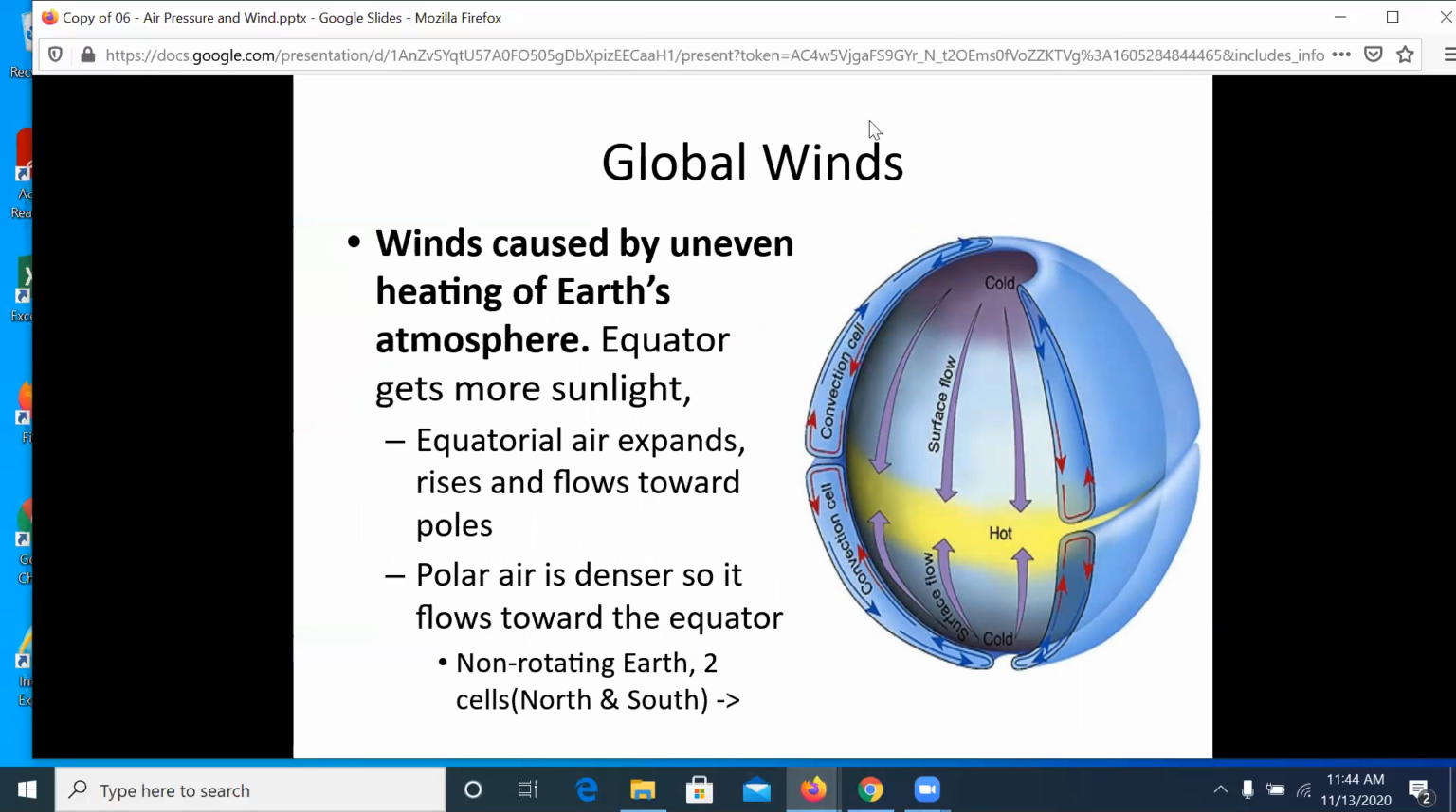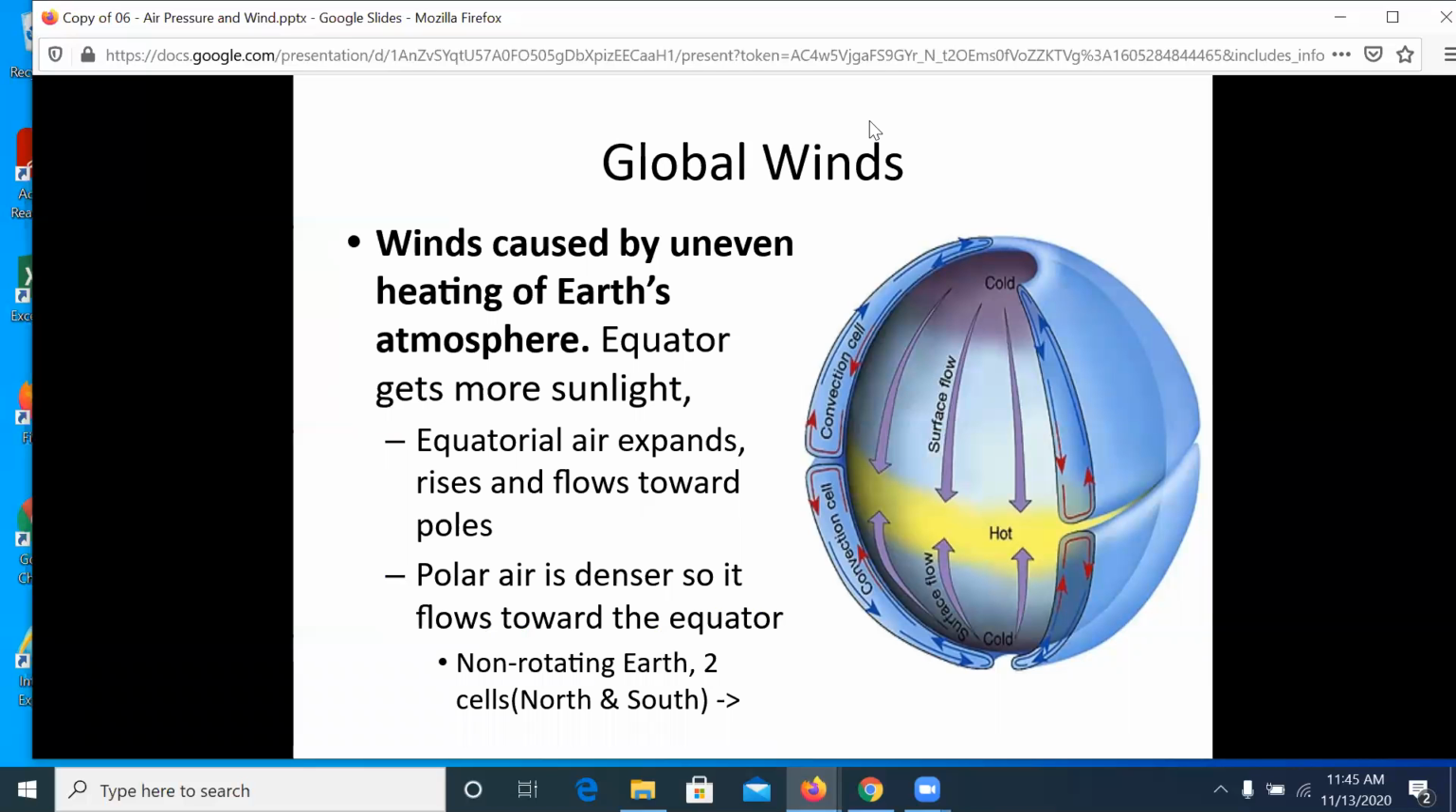Global winds. Okay, so winds are kind of confusing. They're pretty tricky, but we're going to talk about them, and hopefully this will help. So winds are caused by the uneven heating of the Earth's atmosphere. The equator gets more sunlight. We've talked about that again and again. That means that it is warmer, and the air is warmer right there.